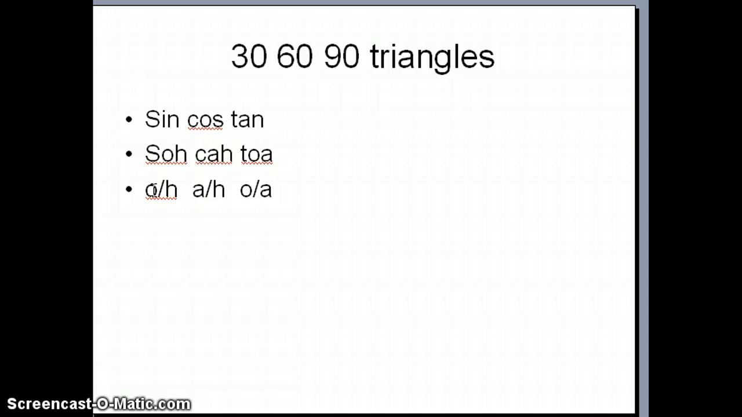So, sine is opposite divided by hypotenuse. Cos, or CAH, whichever you prefer, is adjacent divided by hypotenuse. Then you have tan, or TOA, which is opposite divided by adjacent. Most of the time, you'll be using tan. If not tan, then sin and cos are kind of interchangeable.